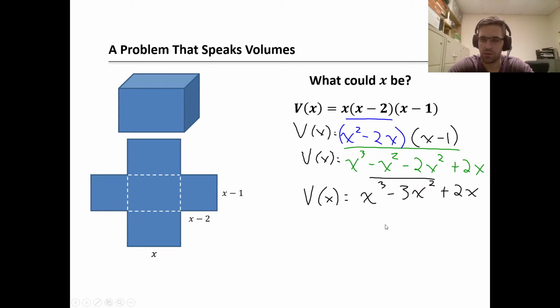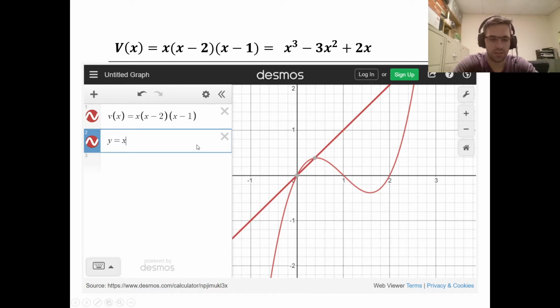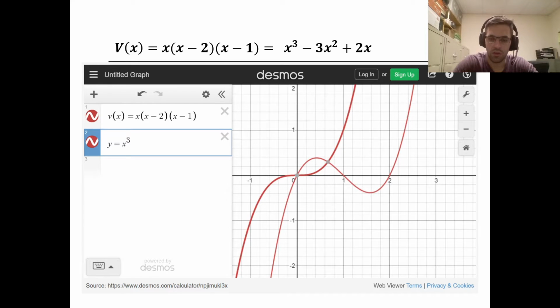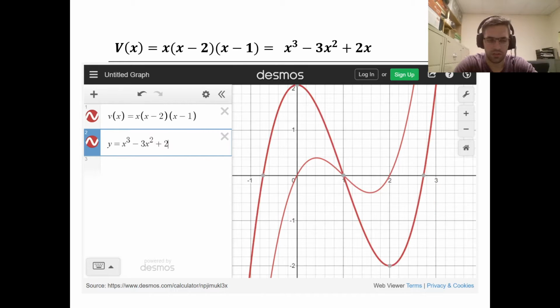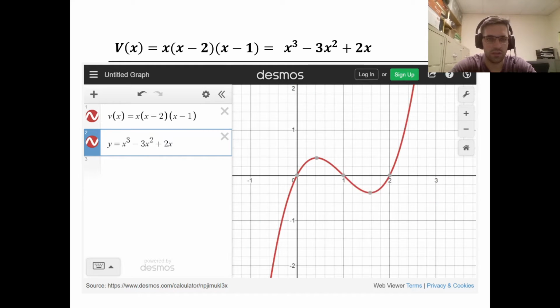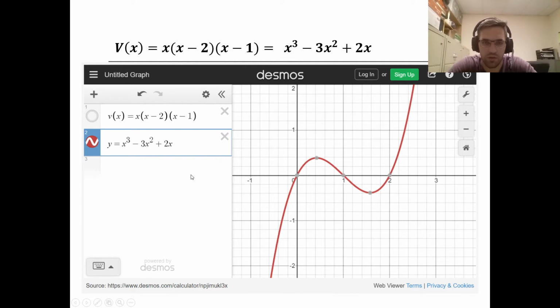But let's talk about this equation a little bit more in depth. So if we graph this, here it is graphed out as we originally had the equation. As we simplified it, it would be x to the power of 3 minus 3x squared plus 2x. As you can see, it is in fact the same graph. So we did algebra correctly. However, the question is, how does this relate to the volume of our cube?